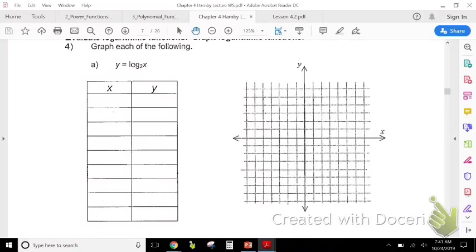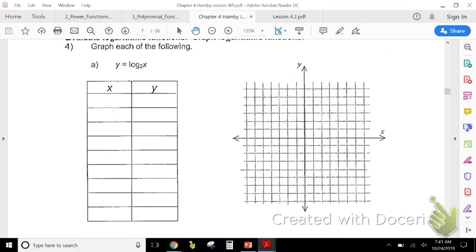All right. So for example 4 here, we're going to graph the log functions. It says graph each of the following. It says y equals log base 2 of x. But we don't really have a parent table for log base 2 of x, do we? Can we make one? Of course we can, right?